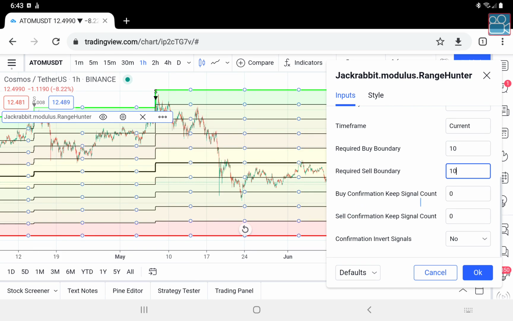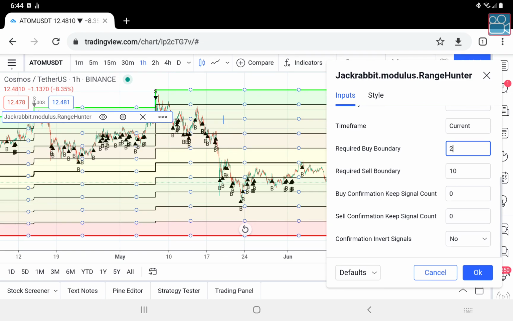The same is true for selling, for buying. Boundary 10 is here, boundary 9 here, boundary 8, boundary 7, boundary 6, boundary 5 on the median, boundary 4, boundary 3, boundary 2, and boundary 1. Now, buying cannot buy at the highest level, and selling cannot sell at the highest level. So let's reset these.